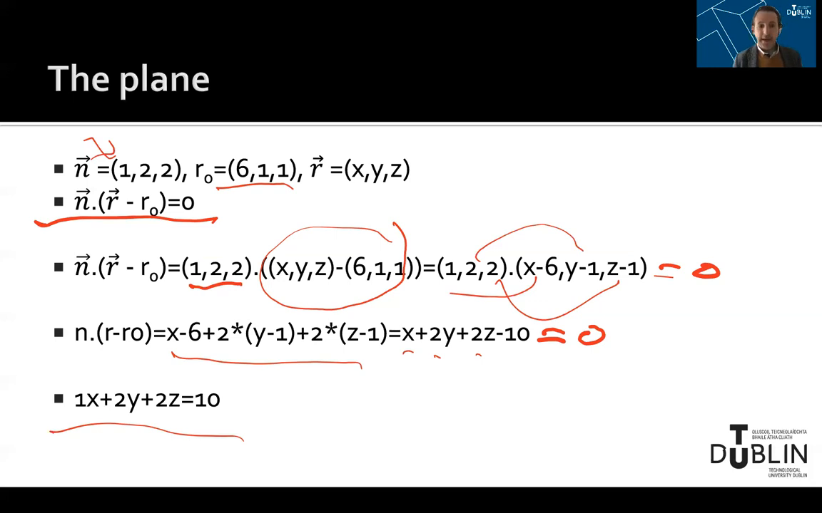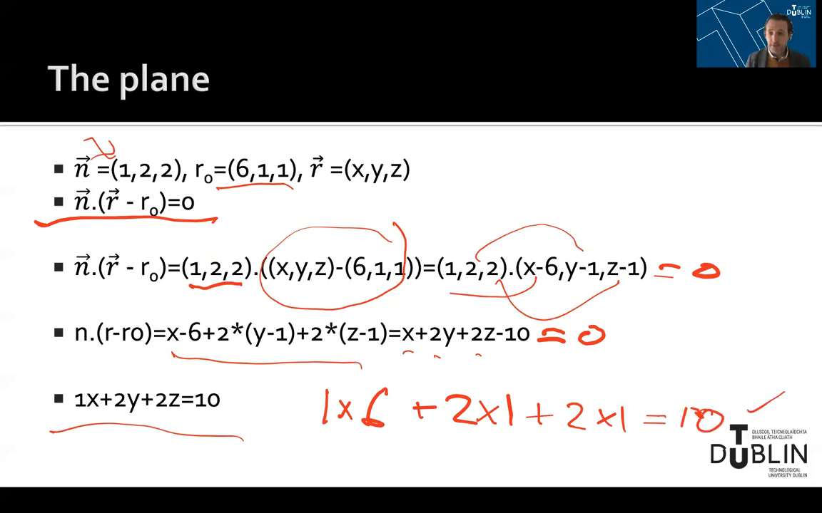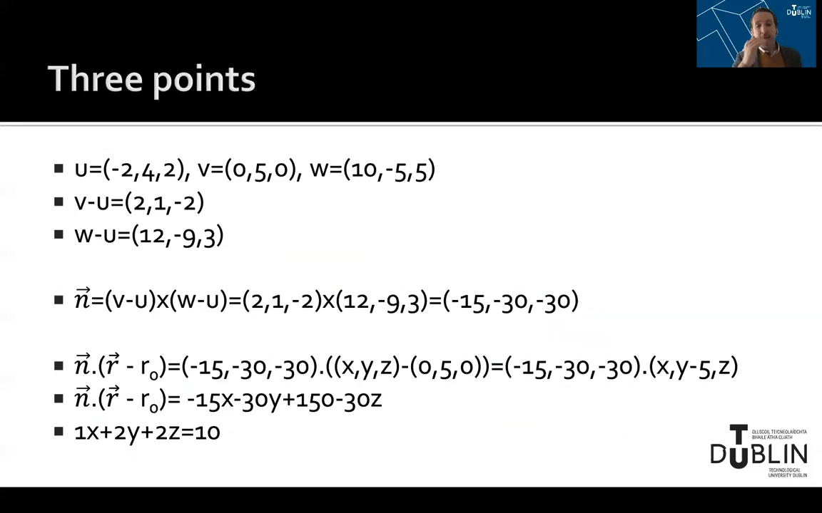How can you check if this is right? How can you check a point is on the plane? So we said the point 6, 1, 1 is on the plane, so we put that in. 1 times 6 plus 2 times 1 plus 2 times 1, and that's equal to 10, and therefore it's on the plane. Now, what if we're given 3 points, u, v, and w?